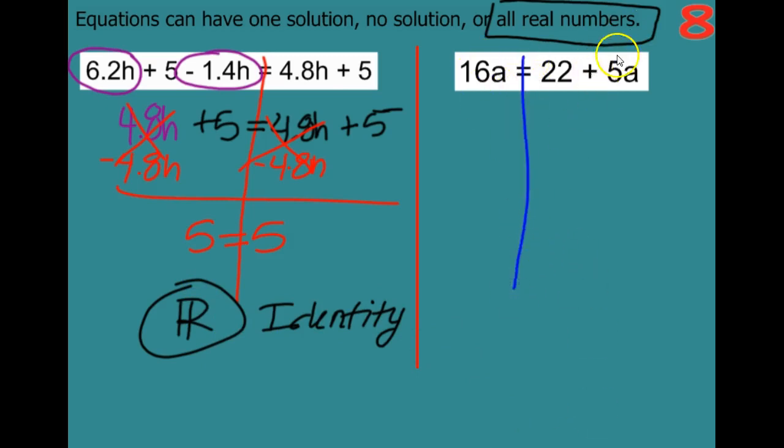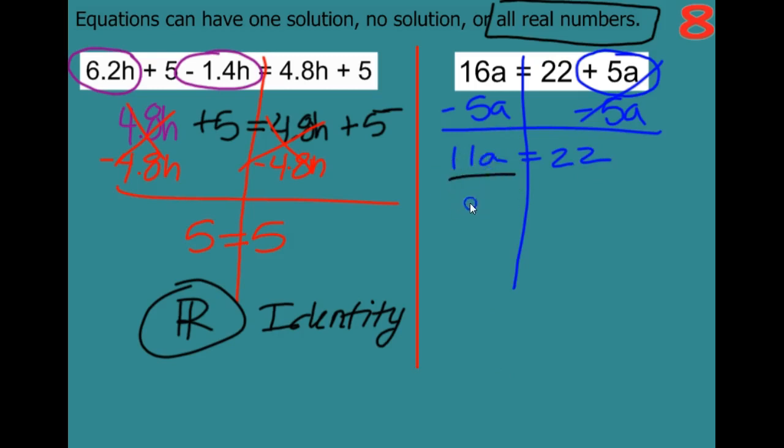Alright, next, we have letters on both sides. We need to get them on the same side. I'm going to move this 5a because it's smaller. So I'm going to subtract 5a. 16 minus 5 gives me 11a equal to 22. And then divide by 11. We get a equals 2.